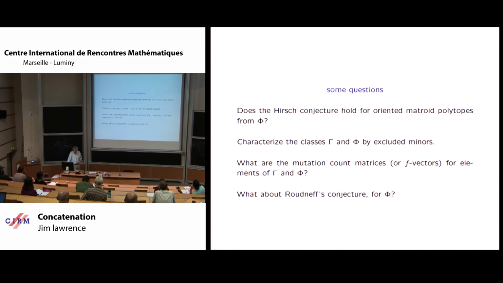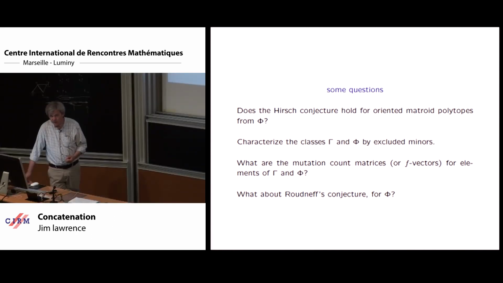The second one is, can we characterize these classes of uniform oriented matroids, say, by excluded minors? And the third one says, if I look at, it says something about mutation count matrices, whatever those are. It's like f-vectors of polytopes, more or less analogous to that. And the question is, what can they be for the elements of these classes? That would be nice to know.